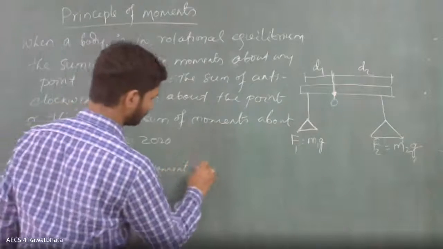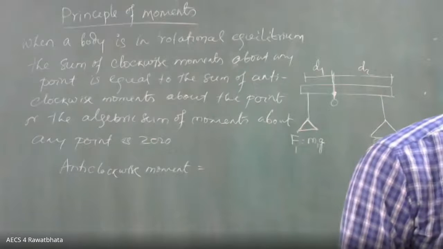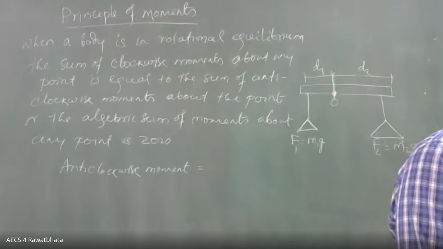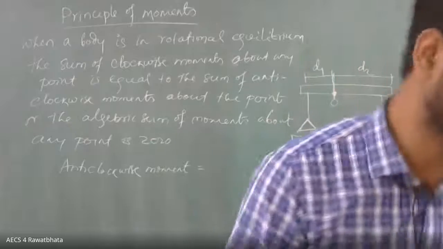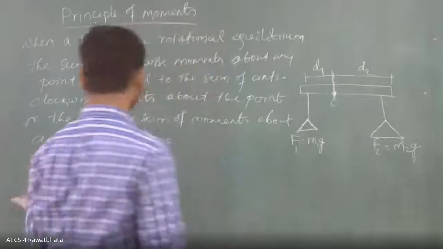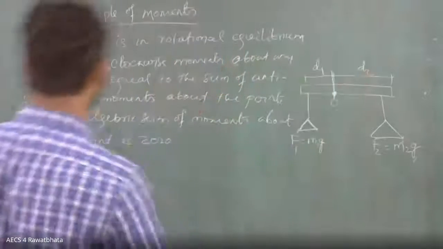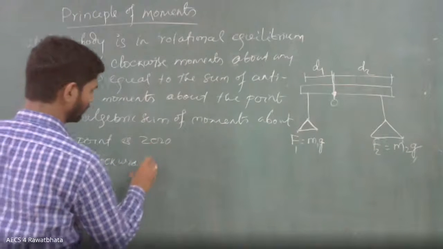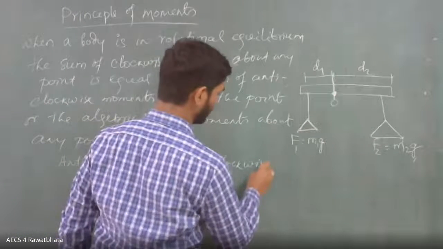is equal to, that is your F2 into about O. Just a minute. Okay, no need to write this, simply I will write directly. So both clockwise and anti-clockwise moments, they are equal and opposite. So that means basically we can write anti-clockwise moment is equal to clockwise moment.